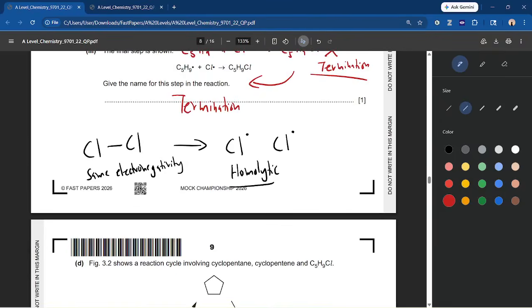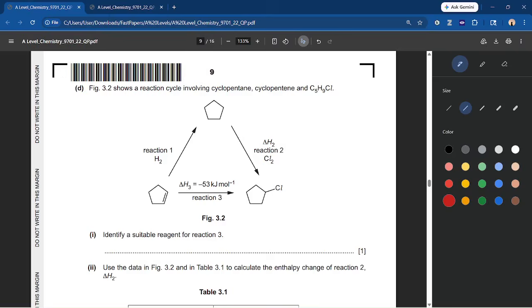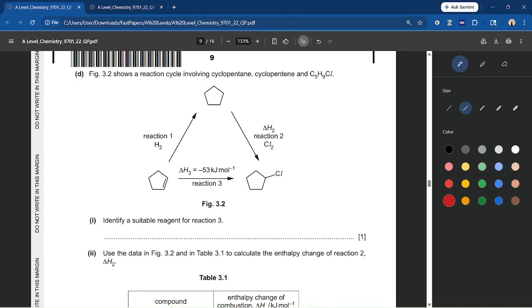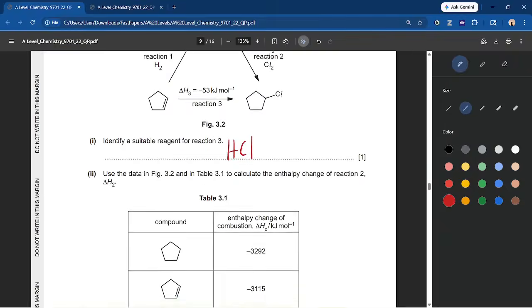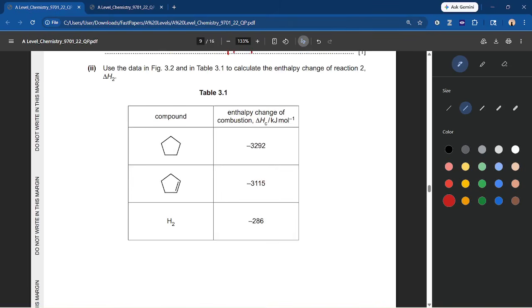All right, moving on. Figure 3.2 shows a reaction cycle involving cyclopentene and C5H9Cl. So the first question is asking, identify a suitable reagent for reaction 3, where we're turning cyclopentene into C5H9Cl. It's very simple. This is going to be HCl. Now the interesting question. Use the data in figure 3.2 and table 3.1 to calculate the enthalpy change of reaction 2, del H2.